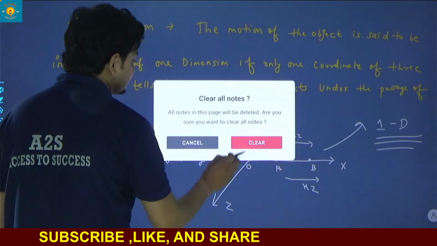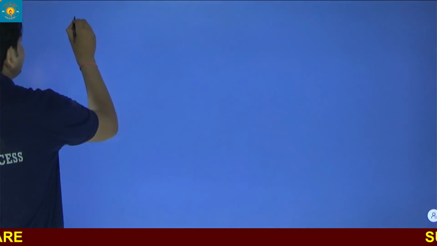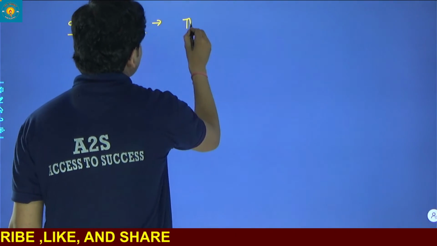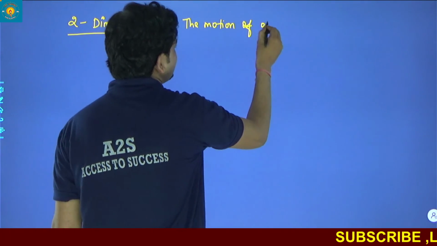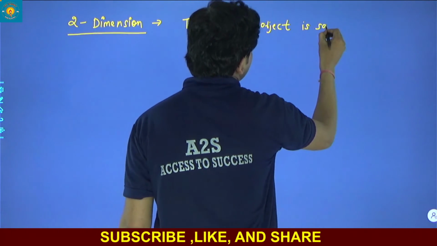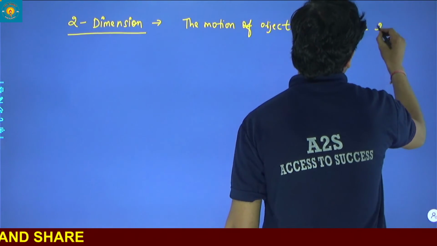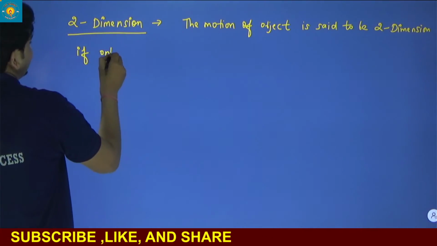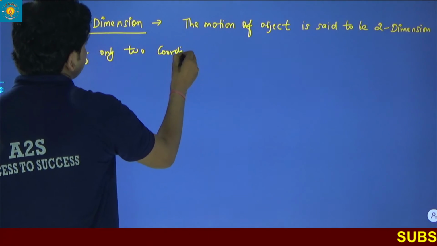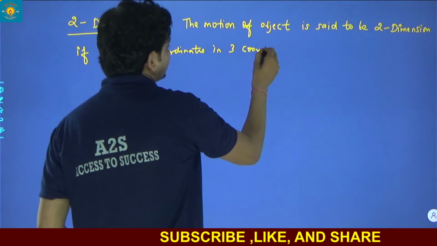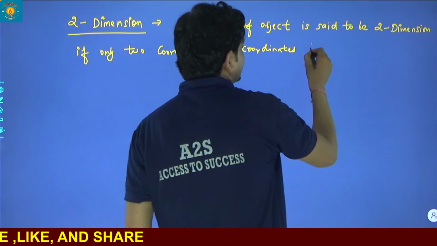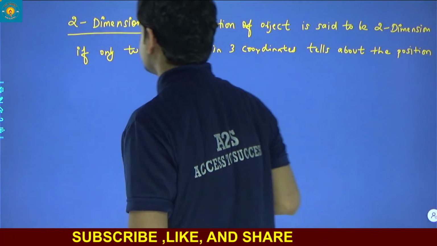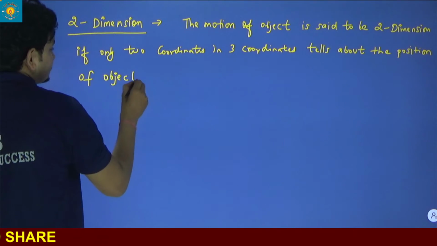Okay, come to the second dimension, meaning two dimension. What is a two dimension? The motion of an object is said to be two dimension if only two coordinates in three coordinates tell about the position of the object. Clear?